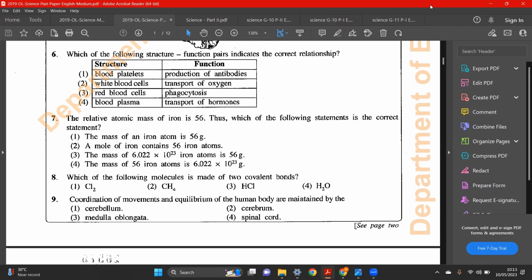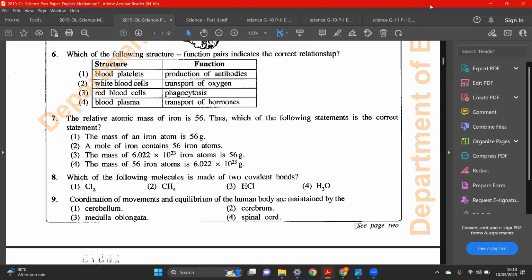Then white blood cells, production of antibodies is their function, not transport of oxygen. White blood cells, we know, are basically involved in immunity. Red blood cells, again, it's not phagocytosis. Their job is to transport oxygen. Phagocytosis is a job of white blood cells. It's one type of immune response.